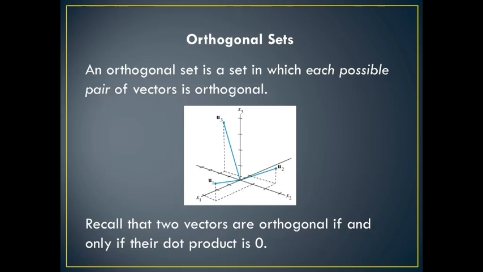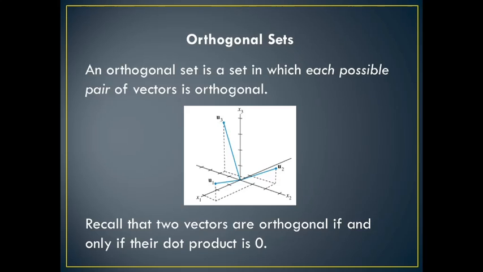The diagram here shows one example in R3 of three orthogonal vectors. You can see that u1, u2, and u3 all go off in different directions, but they all make 90-degree angles with each other. So u1 and u2, u1 and u3, and u2 and u3 all make 90-degree angles.